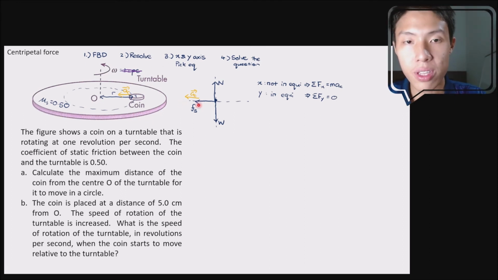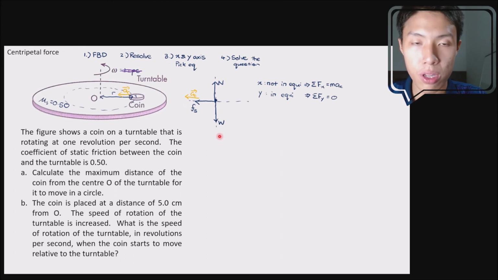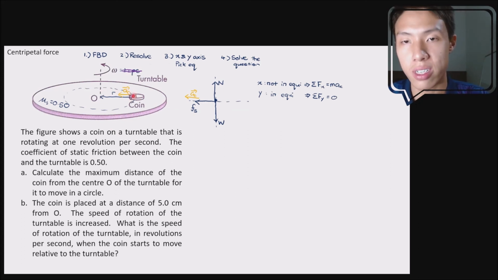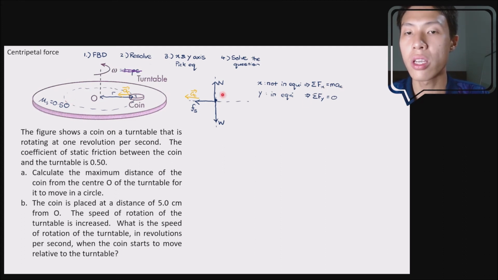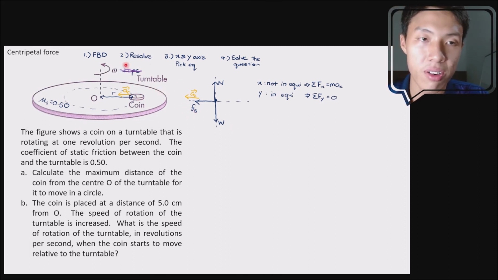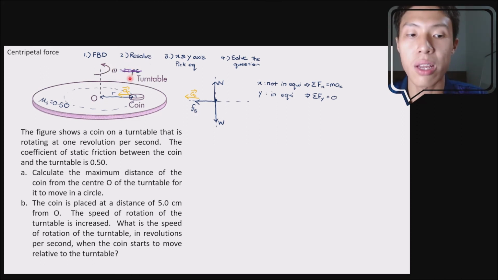Okay, the free body diagram remains the same. You still have the weight of the coin, the normal force exerted by the turntable on the coin, and the static friction pointing towards the center of the circle. If you analyze the x and y axes, the x is still not in equilibrium because there's still uniform circular motion. The y is in equilibrium because the coin is not moving up or down. It is at rest in the y axis. So let's analyze the situation again. But right now we don't have our omega. Our omega is slowly increasing, and we are asked to find what is the omega needed for the coin to slide.